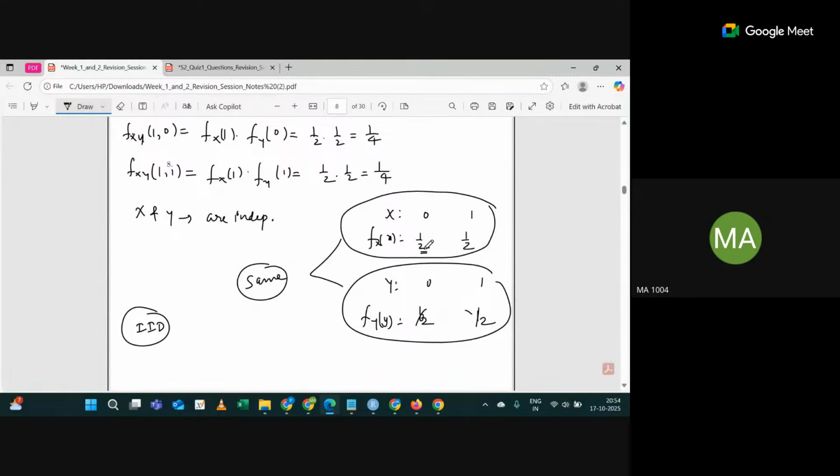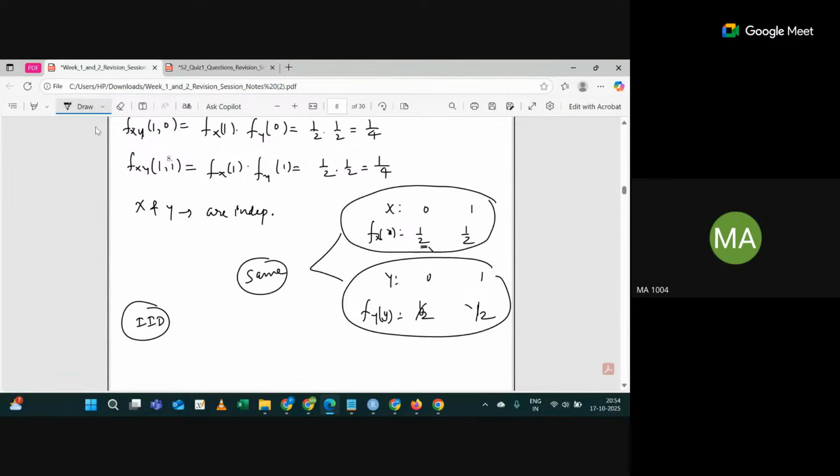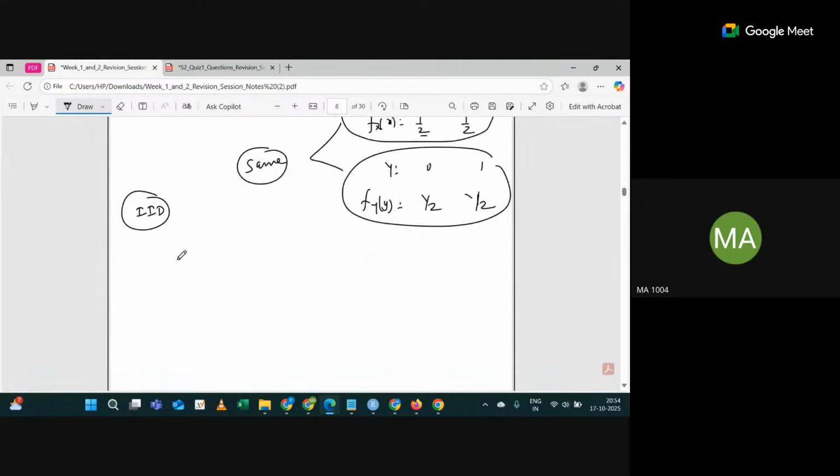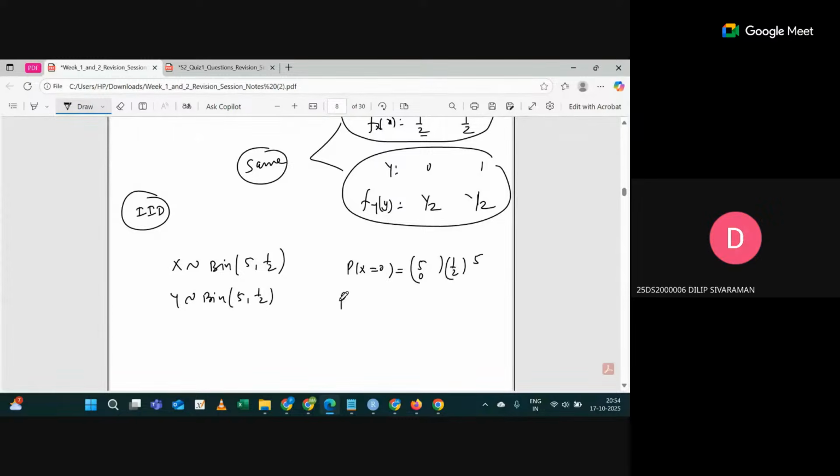See, the thing is where you got confused. In the case of binomial, if I'm saying x is from binomial 5 comma half, and y is also binomial 5 comma half, then if I write the probability of x equal to 0, again it will be the same: 5 c 0, half raised to the power 5. Understood? So the probability is going to be the same.